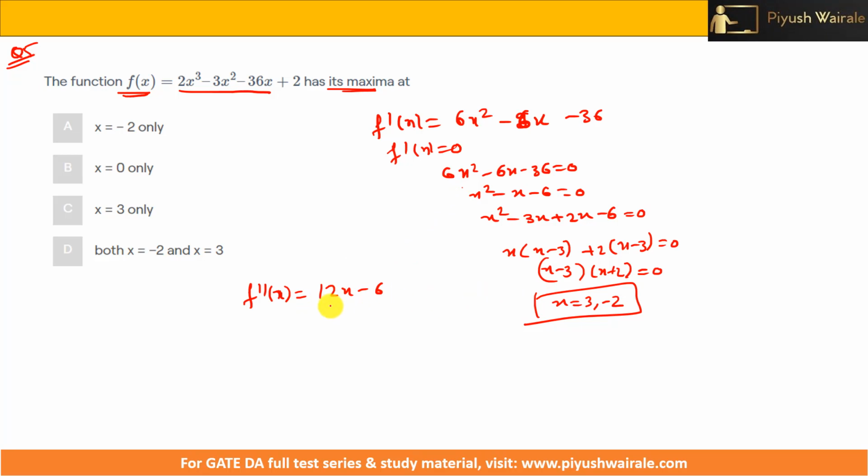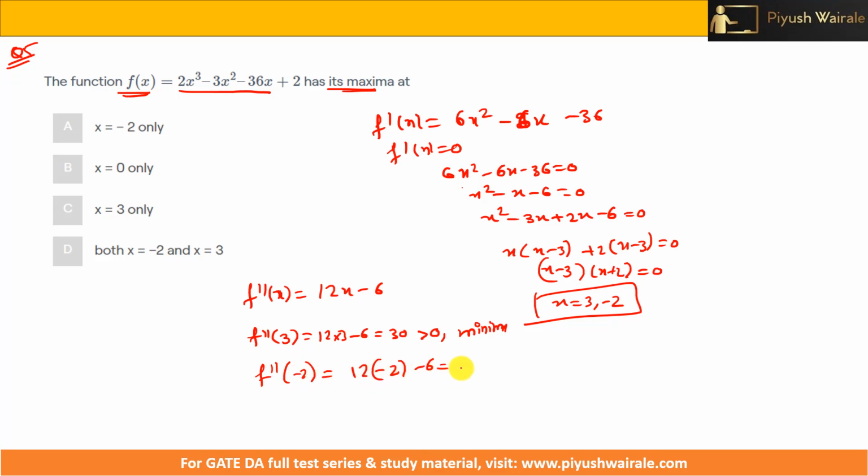So just try to put the stationary points. So f double dash of 3 will be 12 into 3, 36 minus 6, will be 30. So greater than 0. So it will attain the minima at x equals 3. What about f double dash of minus 2? So 12 into minus 2 minus 6.